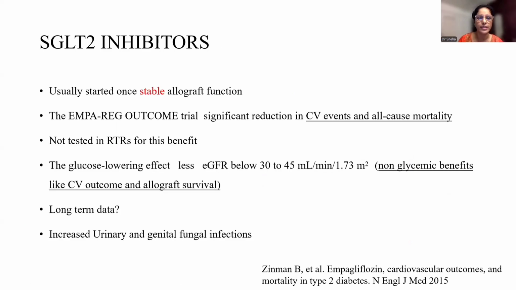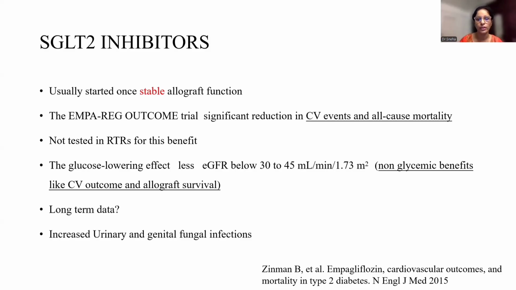Few words about SGLT2 inhibitors. It is usually started once stable allograft function is achieved. In the non-transplant population, the EMPA-REG outcome trial has shown reduction in CV events and all-cause mortality, but that is not tested in renal transplant recipients. The glucose lowering effect is much less when the GFR goes below 30 to 45, but we can benefit from non-glycemic benefits like CV outcome and allograft survival. But even then, long-term data is not there with the SGLT2 inhibitors.